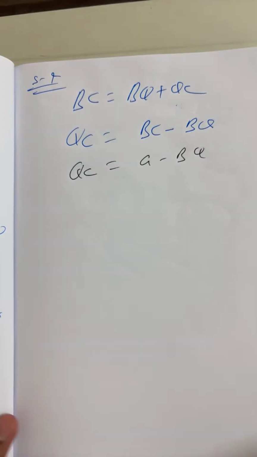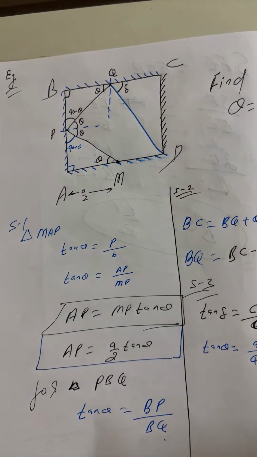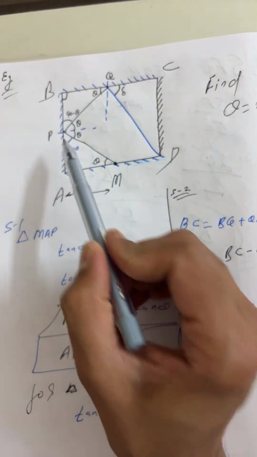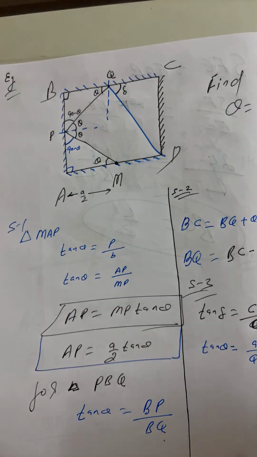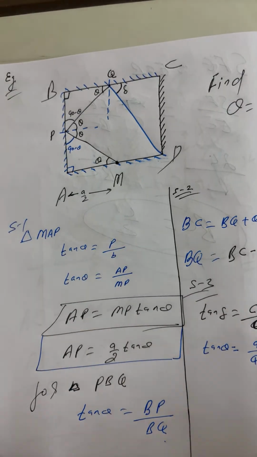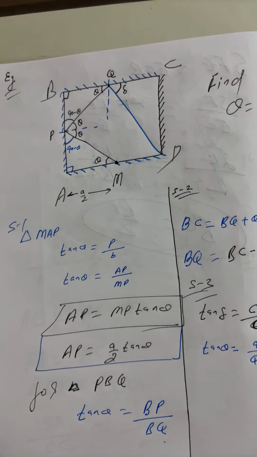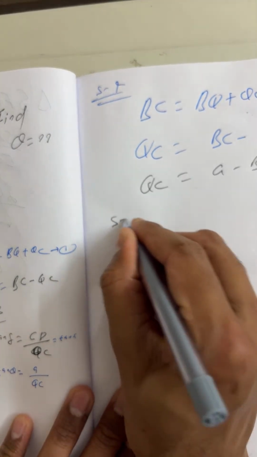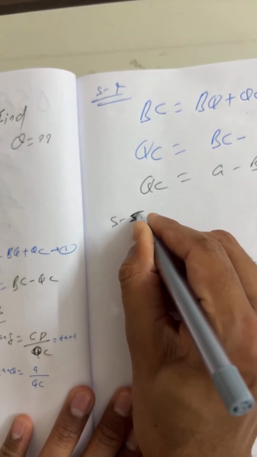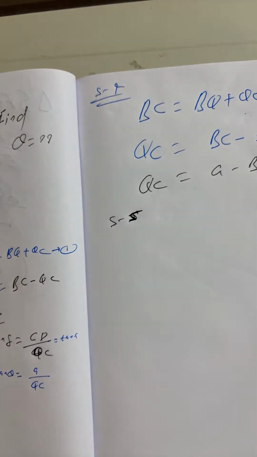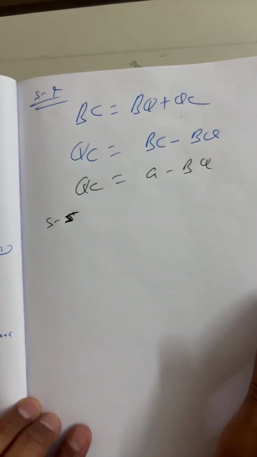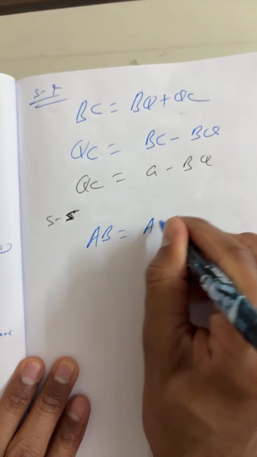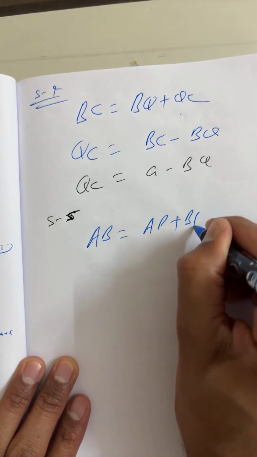How can we get BQ? We have an idea for that. Just see carefully. AB you can write as AP plus BP. This is step 5. It's a lengthy question, so I'm taking it step by step so that you can easily understand. AB is equal to AP plus BP.